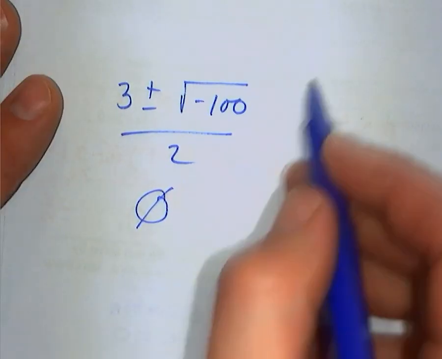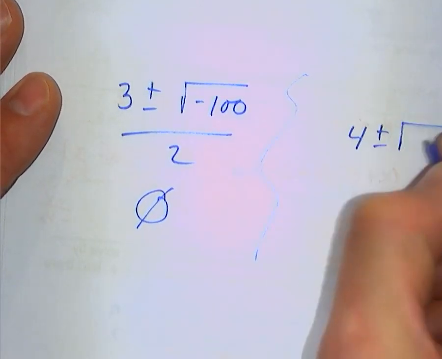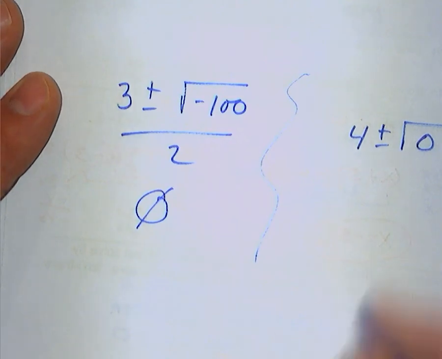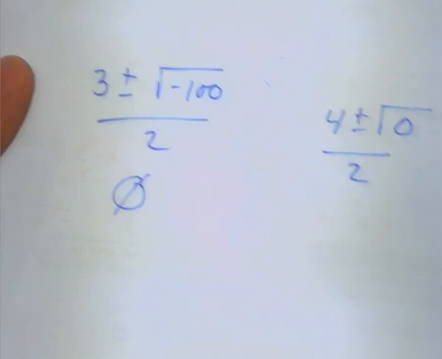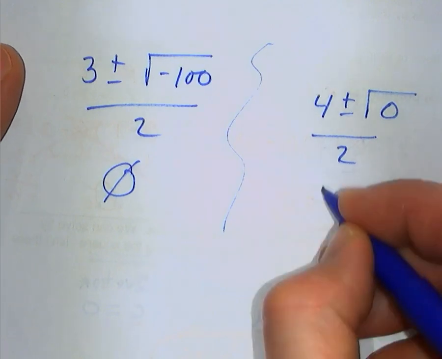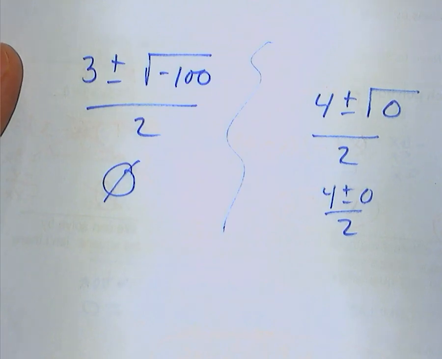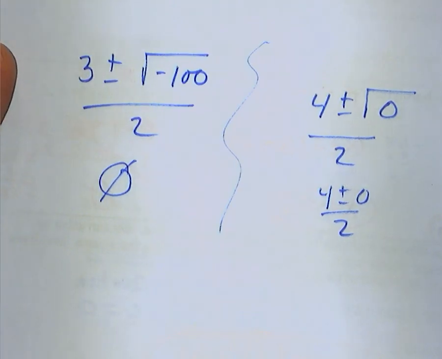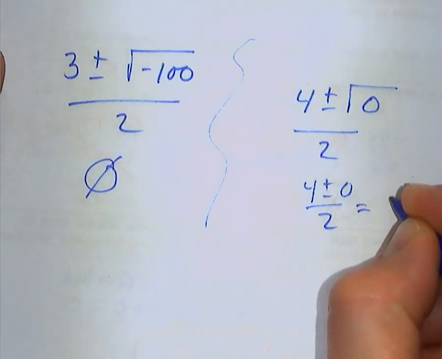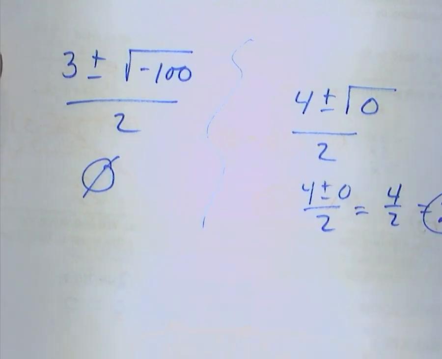Okay, here's another scenario that you could see. What if I had 4 plus or minus, what if I get 0 here over 2? What's the square root of 0? That's just 0, right? Well, what's 4 plus or minus 0? That's just 4 over 2. I would get one answer.